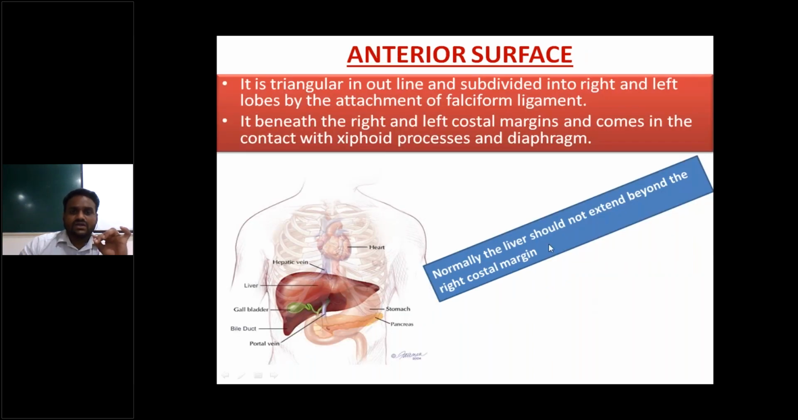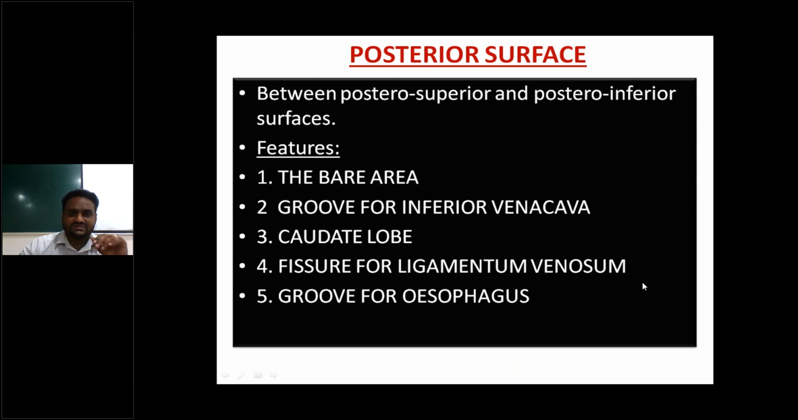Okay, that's enough. Now we come to the anterior surface. The anterior surface is mainly related to the right and left costal margins. Here I mentioned one point. What is the importance of this anterior surface? Hepatomegaly. In normal condition, the liver should not extend beyond the right costal margin. If it extends beyond the right costal margin, that is enlargement of the liver. So this is the importance of the anterior surface.